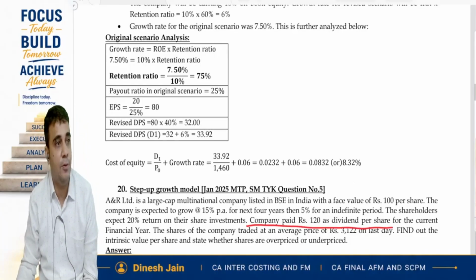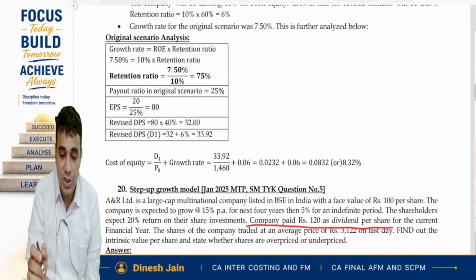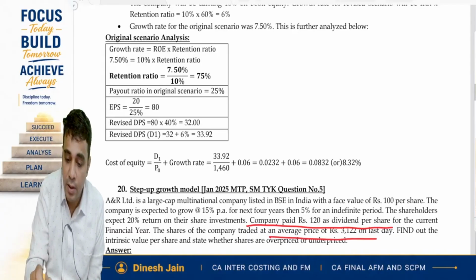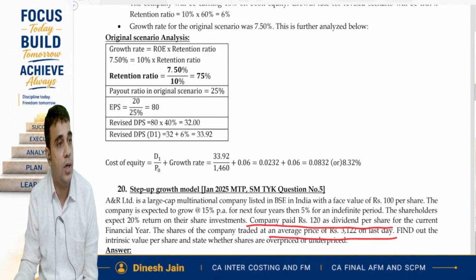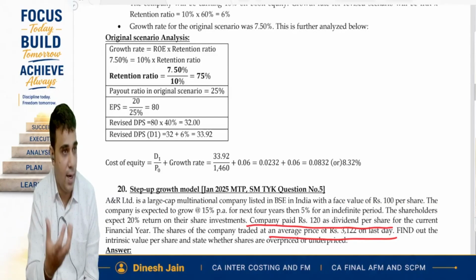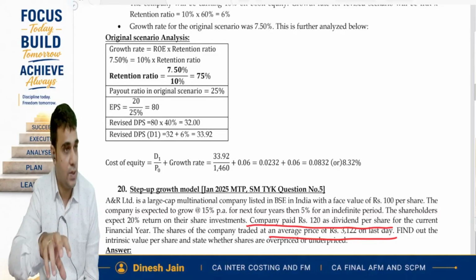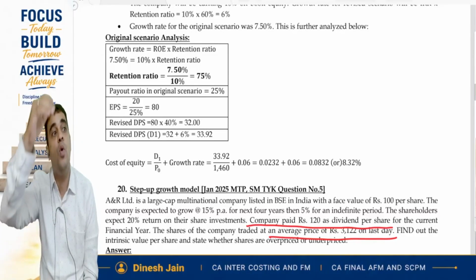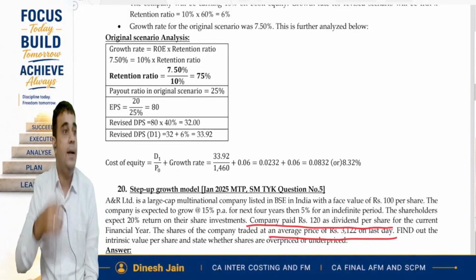Company paid 120 as dividend for the current financial year. Paid means D0. Shares are quoted at 3122. Find out the intrinsic value. Intrinsic means we'll do the valuation. After valuation is done, shares could be overpriced in the market or underpriced in the market.